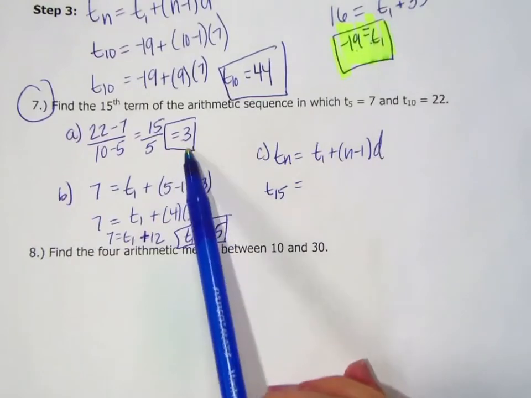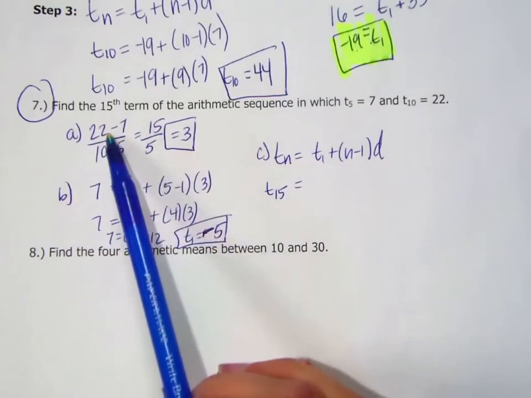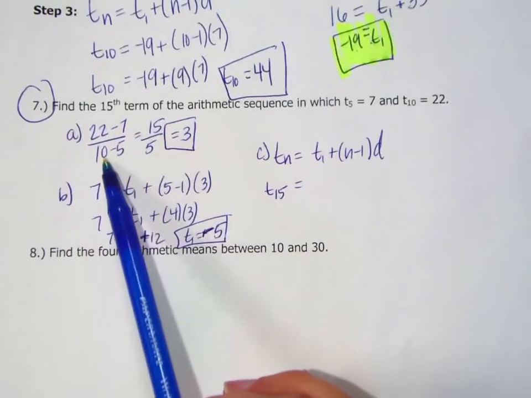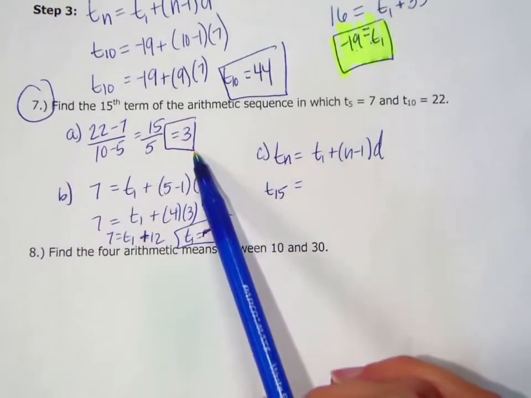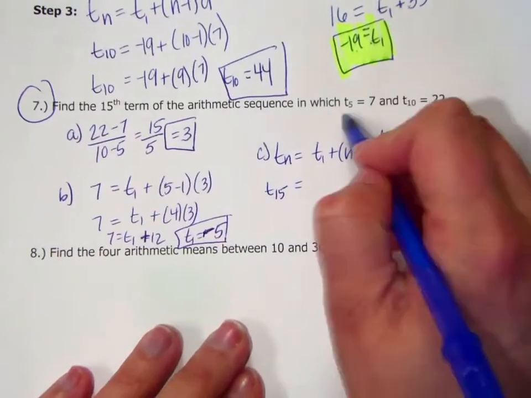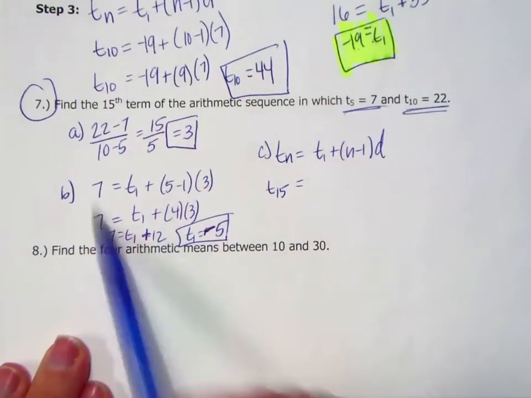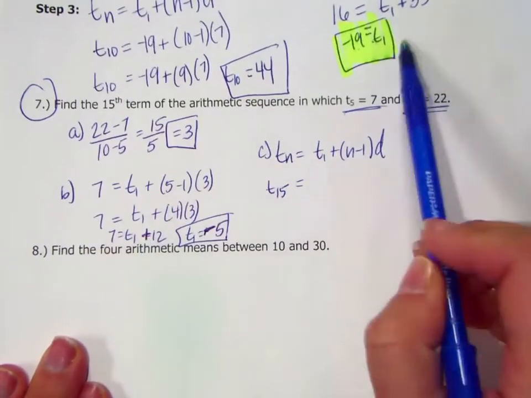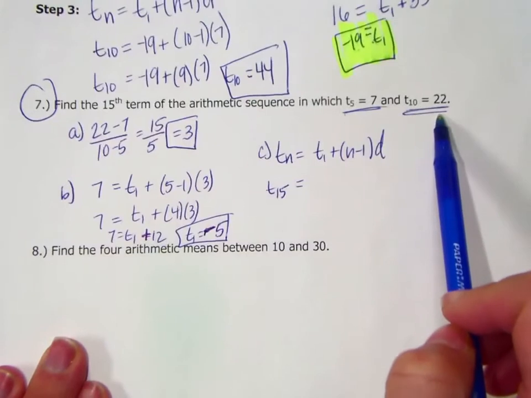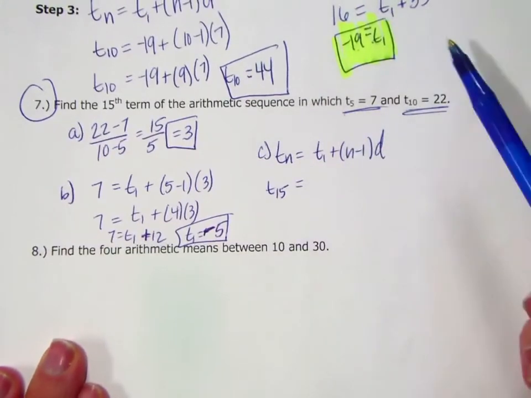First thing that we wanted to do is find the common difference. If we take the difference in the terms over the difference in the term numbers, we'll get the common difference. That's 3. Pick either one of the terms that you're given. It does not matter if you pick the 5th term or the 10th term. So this step for you may look different if you chose the second one. I chose just the first one just because it's first. It doesn't matter, really.